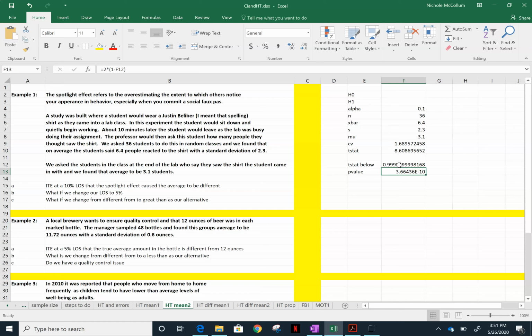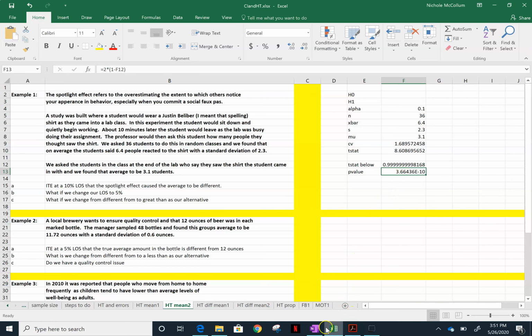It's not 0, but it might as well say it's 0, all right? Because we're talking that many decimal places. E-10 represents a very, very small number in Excel, okay? We got a lot of decimals, 10 decimal places before you see the 3. So it's a very small number for the p-value.